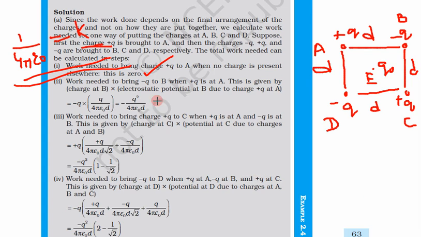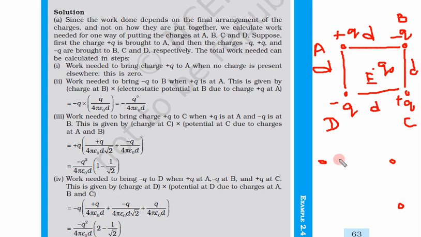Now for the third charge. So now what will happen to the third charge? A was there, B was there, now we are bringing C. So this is positive Q, this is negative Q, this is again positive. So what will happen? Total work done will have two components: this positive Q into VA plus positive Q into VB. However, this VB is negative because of the negative charge.